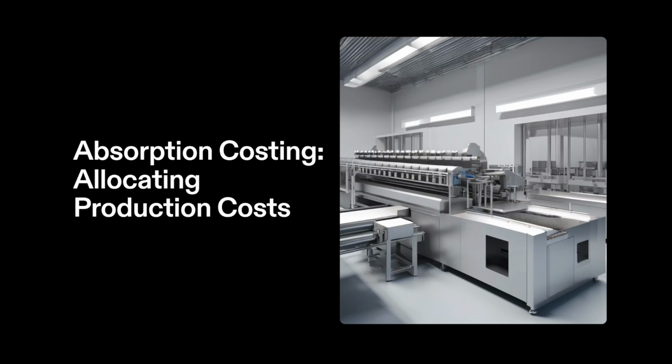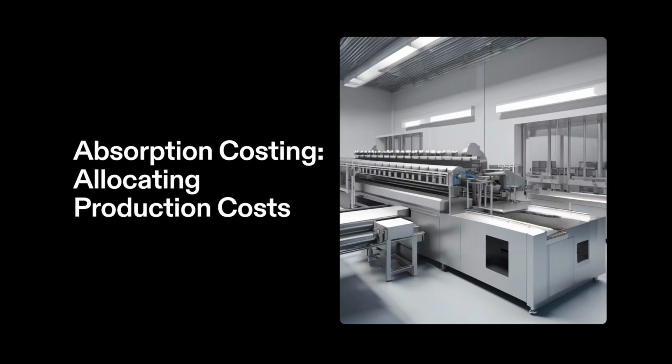Absorption costing is a method used to allocate all production costs, both variable and fixed, to the units of output produced. Under absorption costing, the cost of producing a product includes not only the direct materials, direct labor, and variable manufacturing overhead, but also a share of fixed manufacturing overhead costs. These fixed manufacturing overhead costs include expenses such as rent, utilities, and depreciation of factory equipment, which do not vary with the level of production.